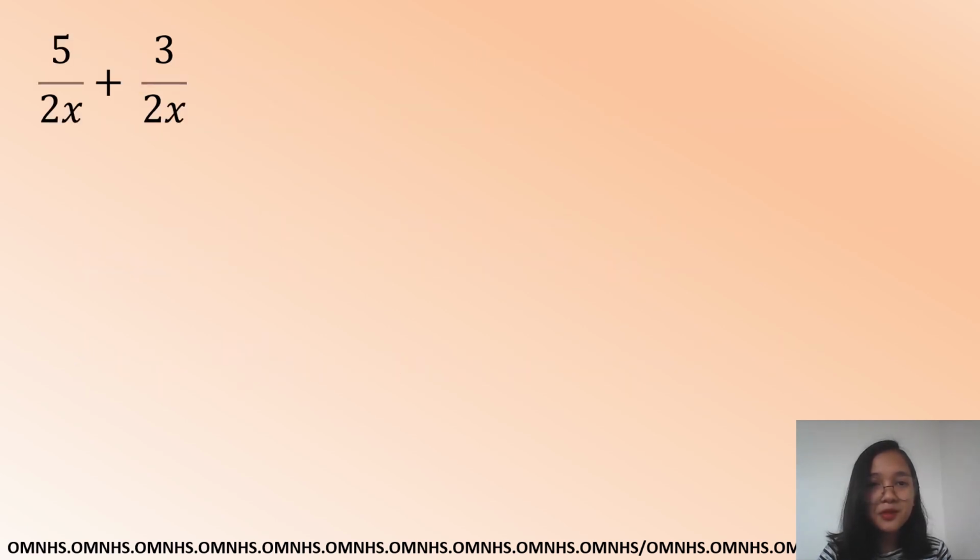Okay, example number 1. We have 5 over 2x plus 3 over 2x. As you can see, they have the same denominator. So we just simply copy the denominator, and that is positive 2x. And then after copying the denominator, we have to add the numerators. So 5 plus 3 is 8.